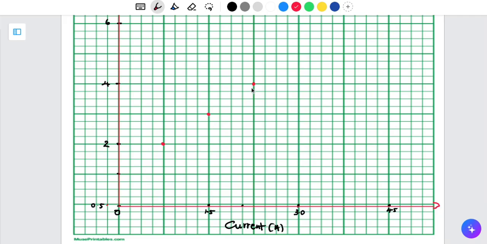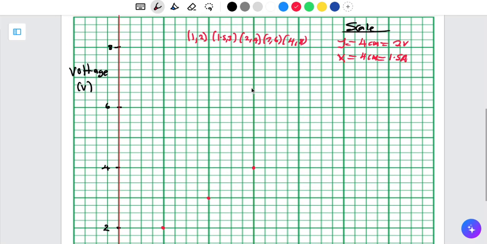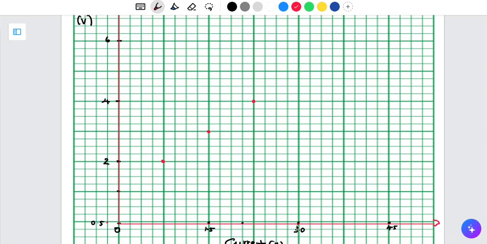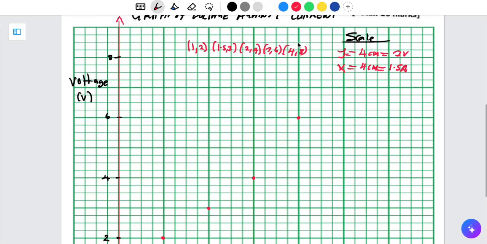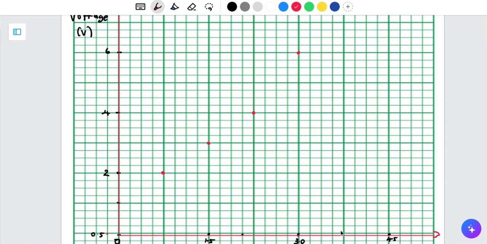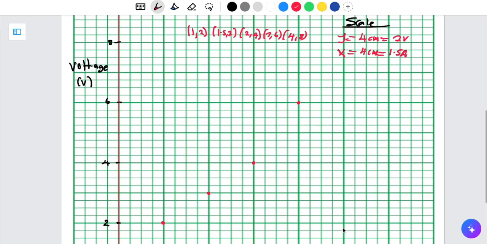The fourth one we have 3, 6. This is 3 and this is 6. The last one we have 4, 8. So this is our 4, and where is our 8? Our 8 is this one, so our dot is going to be somewhere here.